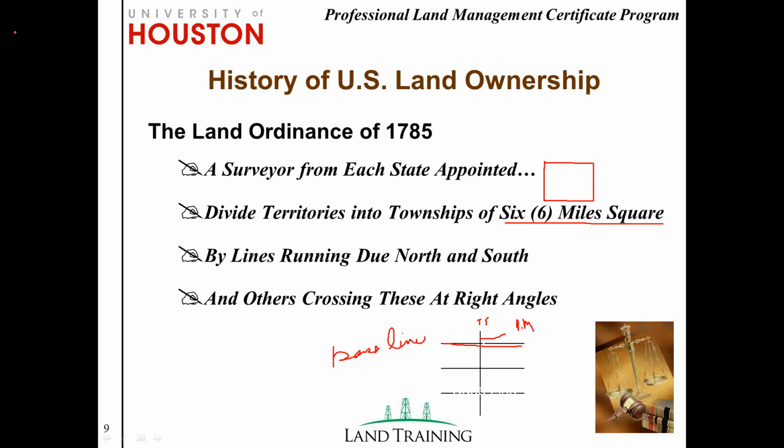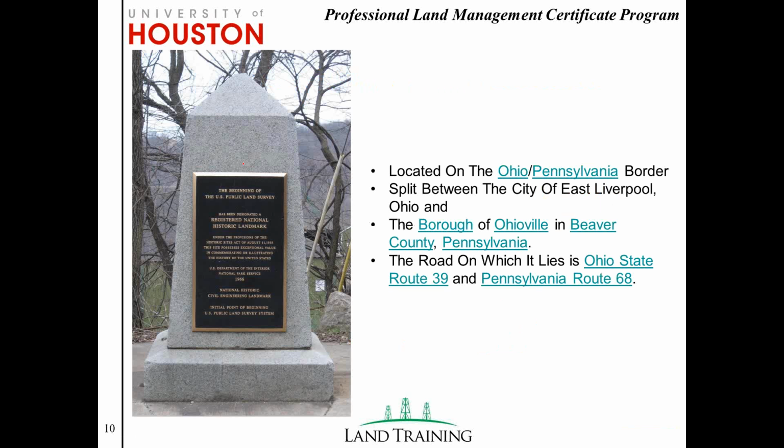So the first thing they did was they established these principal meridians, they're called. And this is actually the first principal meridian in the United States. This says the initial point of beginning of the U.S. Public Land Survey System. So this is the first one. It's located on the Ohio-Pennsylvania border between the city of East Liverpool and the borough of Ohioville in Beaver County, Pennsylvania. And it lies on Ohio State Route 39 and Pennsylvania Route 68. So it's on the border between Ohio and Pennsylvania.